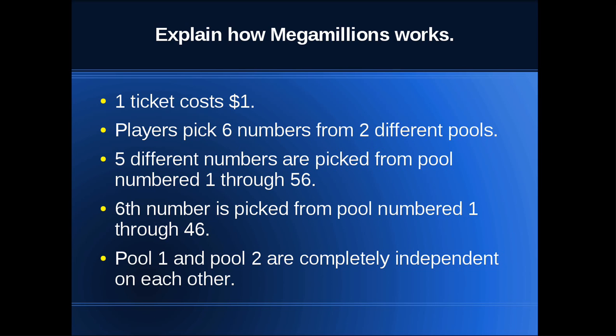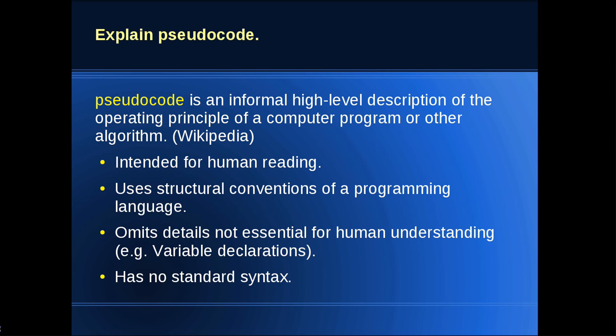The last number, called the Mega Ball, which is the 6th number, is picked from a pool of numbers from 1 to 46. Pool 1 and 2 are completely independent. So the number in the 6th block in the Megamillions block could be one of the numbers that appeared in the first 5 numbers.